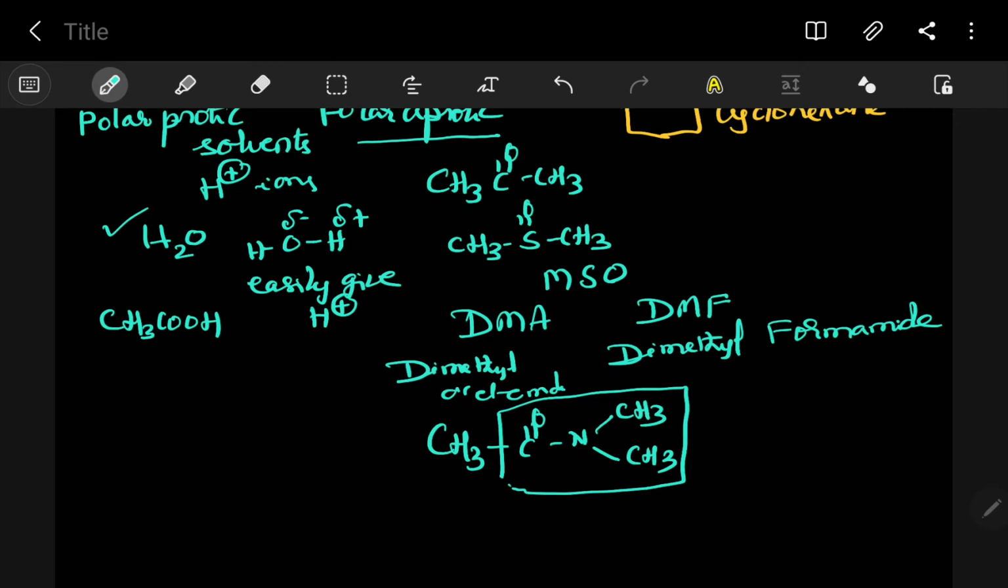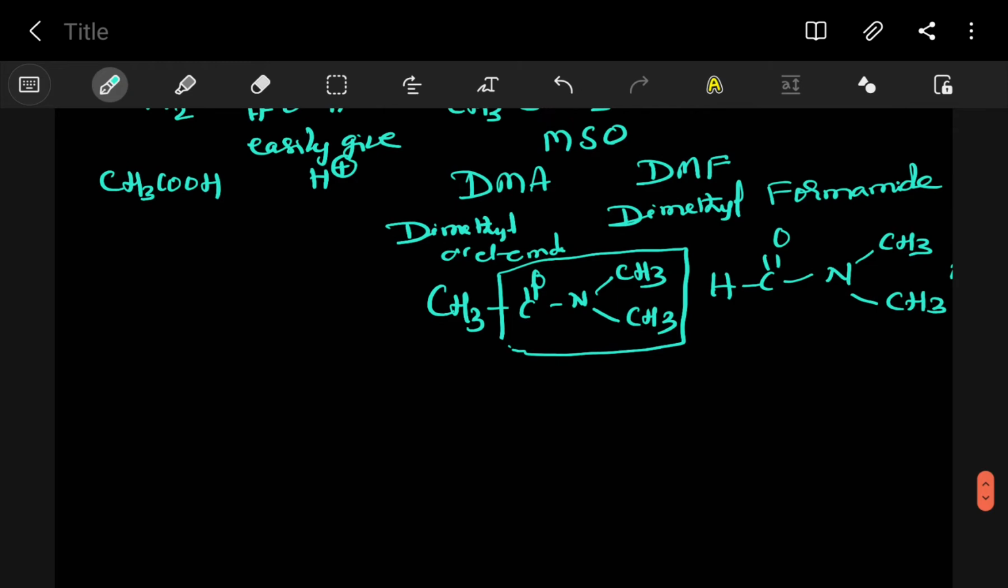Dimethyl formamide means HCO, which is a formamide, connected to the dimethyl group. So this is dimethyl formamide. These are the polar aprotic solvents. Next we will go to the mechanism of the SN1 and SN2 reactions.